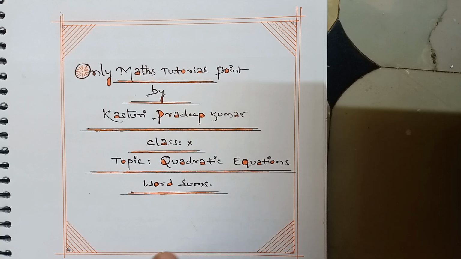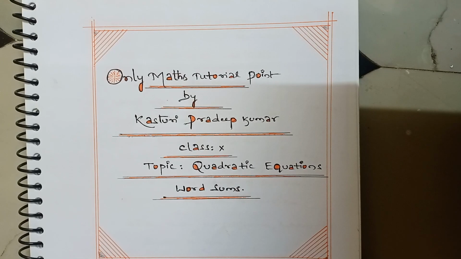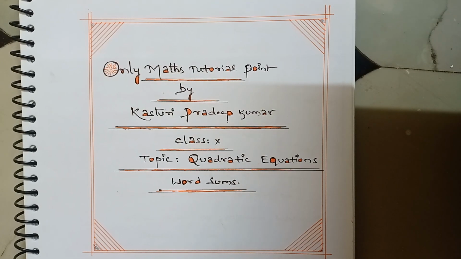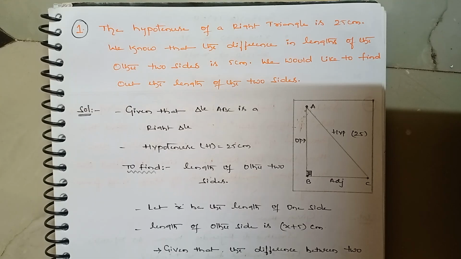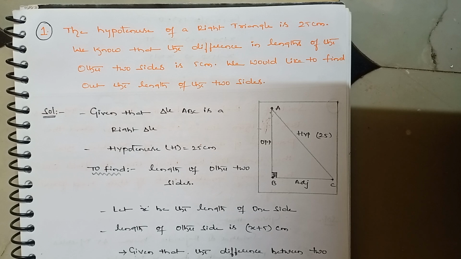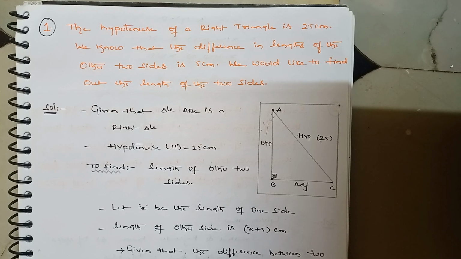Today in this video we are going to cover class 10th topic quadratic equations word sums. So the hypotenuse of a right triangle is 25 centimeters. We know that the difference in length of the other two sides is 5 centimeters. We would like to find out the length of the two sides. They're asking to find the length of the other two sides, whereas the hypotenuse is given in the question.